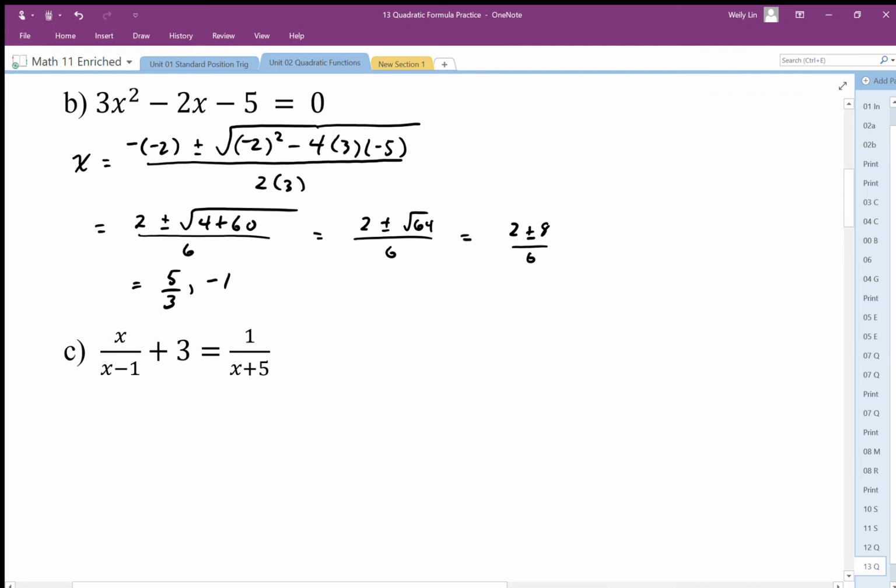Okay, before we can use the quadratic formula, again, we need to make sure it's equal to 0. First of all, get rid of the fraction by multiplying by the lowest common denominator. And then I want to make this equal to 0. So multiplying this, I end up with x. The x minus 1's cancel out. Okay, plus 3 times, nothing cancels here, so x minus 1, x plus 5. And here the x plus 5's cancel out, so we just end up with x minus 1. Okay, so we need to expand and combine like terms.